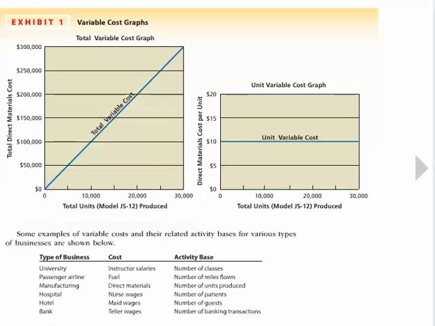Discussion about Exhibit 1, and that is the variable cost graphs. You can see we have two graphs here. The one on the left side is the relationship as to the total costs associated with the product. So in this case, we're looking at either direct materials, direct labor, that type of thing associated with it. If we do 0 units, then we'd have 0 variable costs incurred.